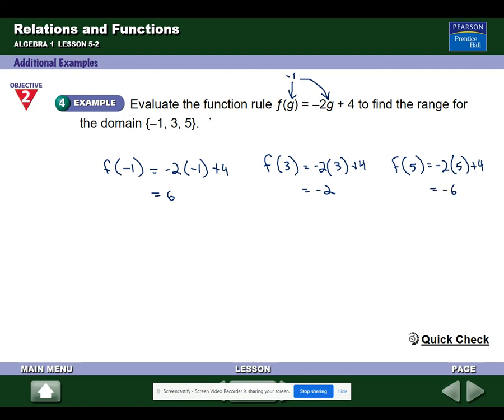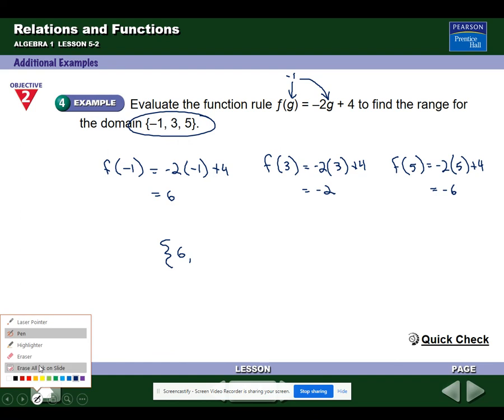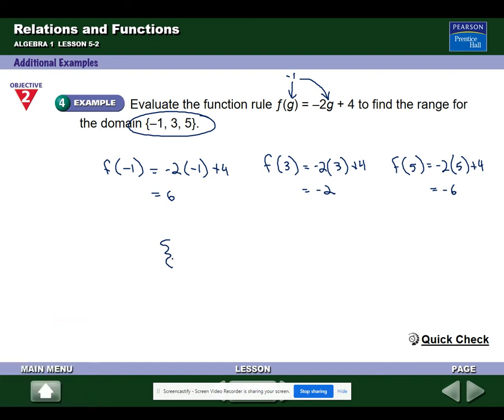Now, especially because they gave it to us like this in domain, I would like the answer to be the same way as the range. I do prefer numeric order. Not a right or wrong thing, but I like negative 6, comma, negative 2, comma, 6. The domain and range don't have to match up, so that because negative 1 gave you 6, that's got to come first. No. What's best to list for domain and range is just smallest to largest.